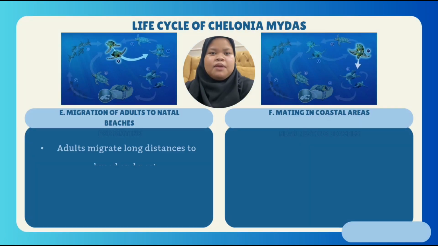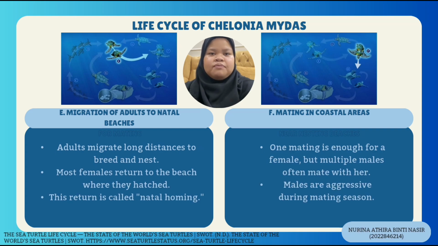For phase E, migration to natal beach for mating, when ready to breed, adult turtles travel long distances back to their birth beach. This is called natal homing. Both males and females return, and females go on to nest at or near the same beach where they were born. Next, for phase F, mating near nesting beach.